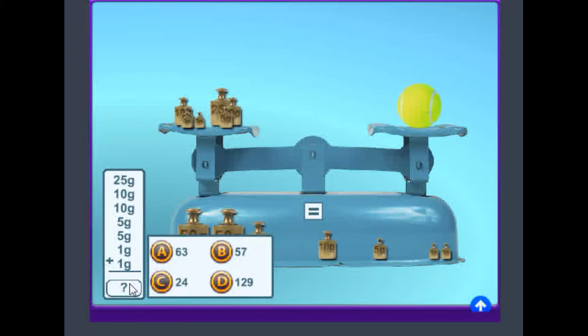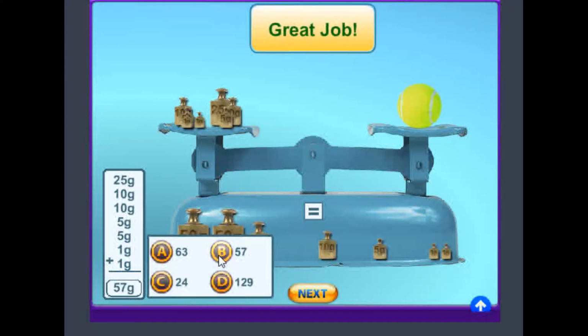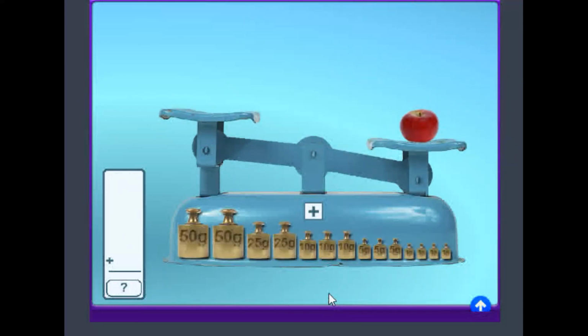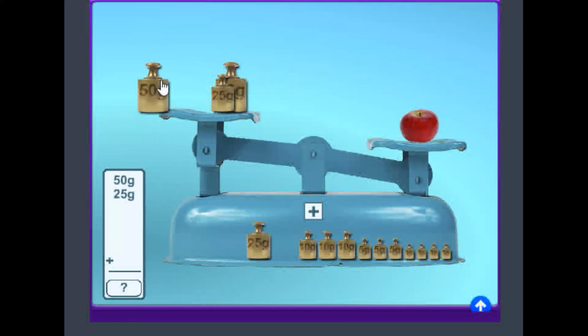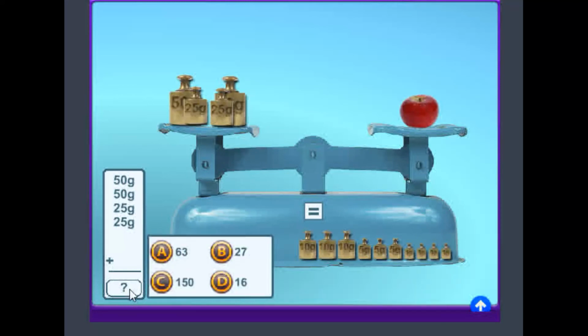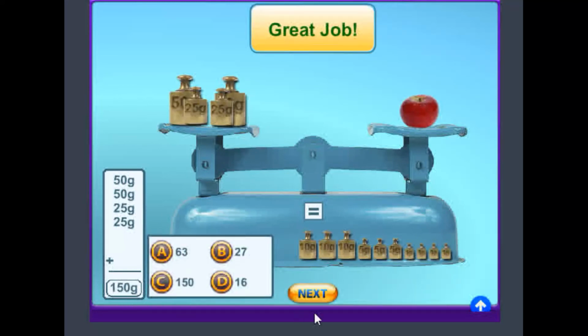So I'm going to click on the question mark, select 57, that's correct. I'm going to move on next. This activity is on discovery. So I see this apple, and to me the apple is going to be much more massive than the tennis ball. So I'm already starting out with more grams. And look, even at 75, I'm not quite there. And look at that. So now I have created them to be equal, and now I need to figure out how many pieces I have, add them together, and I get 150.